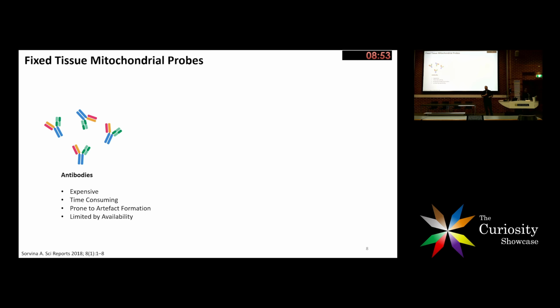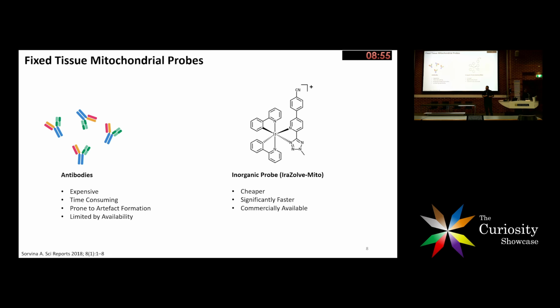Now I say up until recently, because as of 2018, there is currently one small molecule probe that is available for staining fixed tissue samples. And that's great because small molecule probes are significantly cheaper to produce. The incubation period is a lot faster. It's only about half an hour as opposed to several days with the antibodies. And this one's commercially available already under the name Irresolve Mito. So that's great that we've got one small molecule probe available.